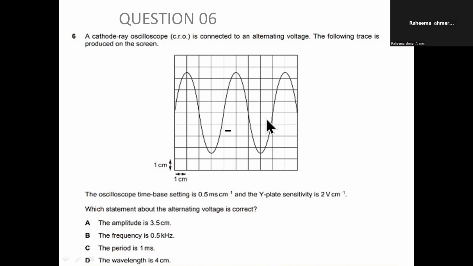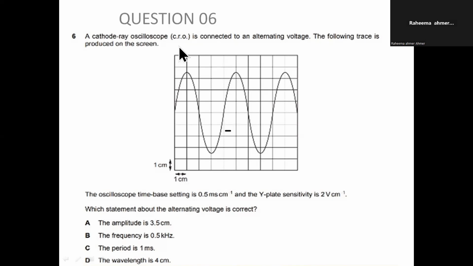Oh, this is an oscilloscope. You must be confused about oscilloscopes because many students find difficulty in solving these. I have a really easy formula for you to solve them. When I was in my O levels, it was also very difficult for me to solve oscilloscope questions. I used to skip them usually. So let's see question 6.